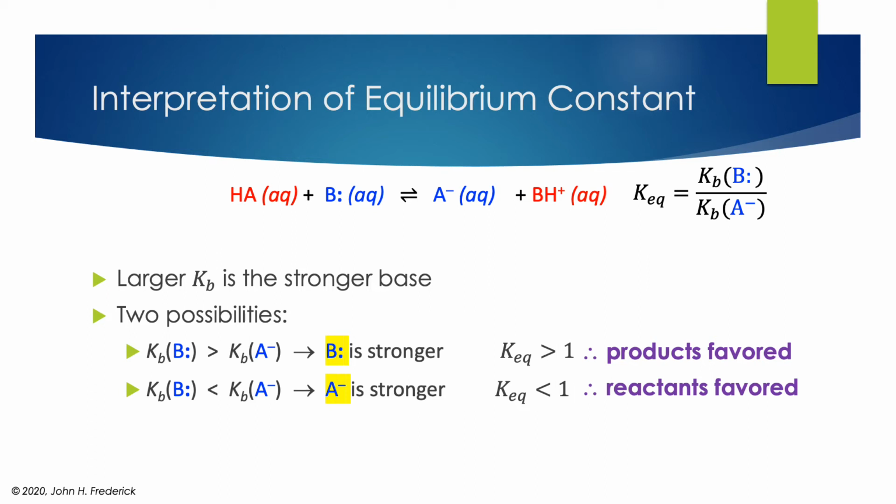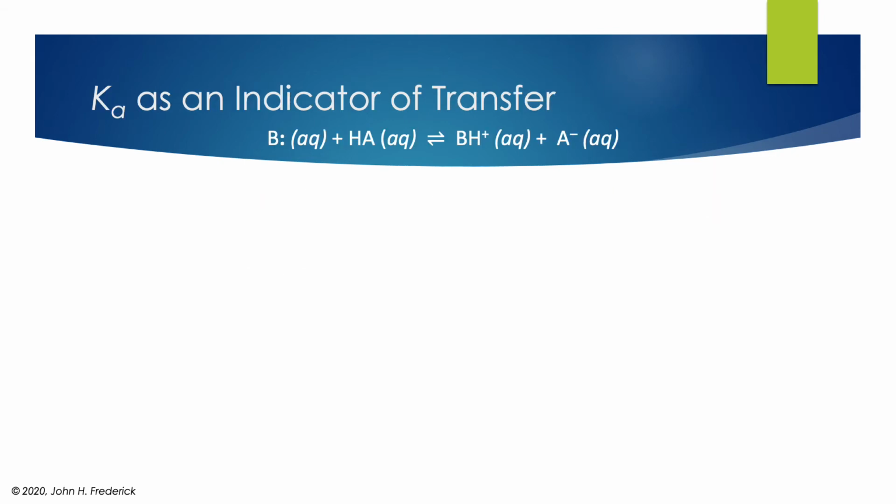Now, this is all fine and good, but one problem is that some Kb values are tabulated and known, but frankly, not nearly as many of them as there are of Ka values. For whatever reason, the preference has fallen to Ka values. So what we want to do is figure out a way to use Ka as our indicator of the transfer rather than Kb.